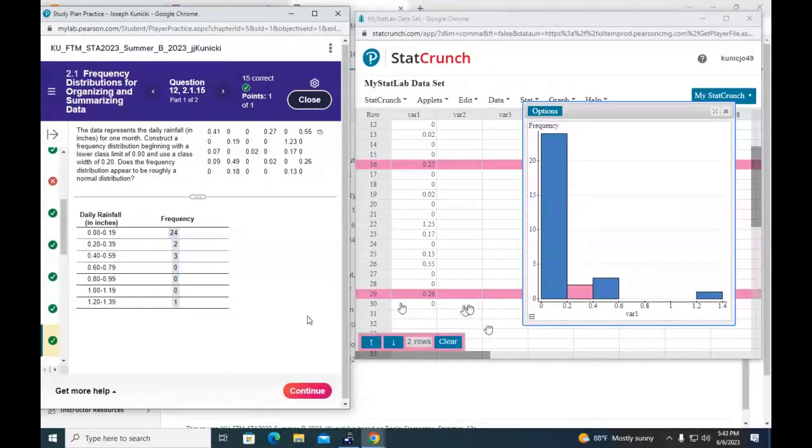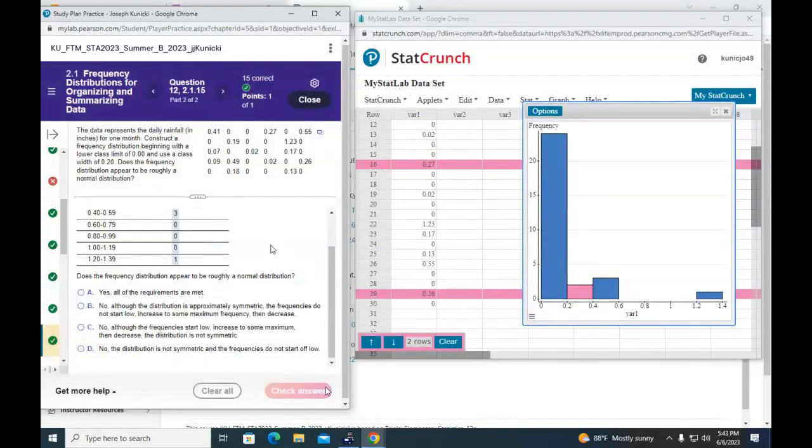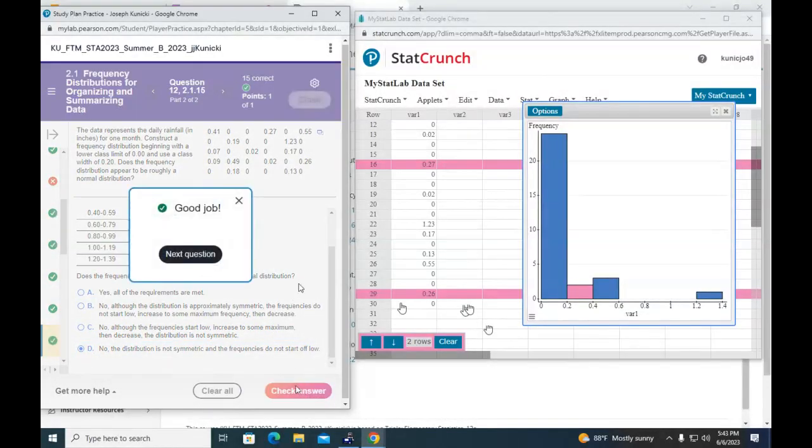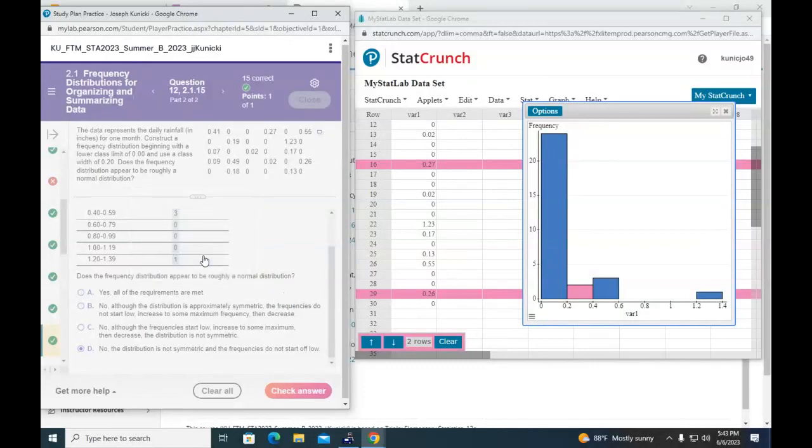Okay? And then they're going to ask us, let's see what they ask us. Is it roughly normal? Yeah. Does it look like a bell? Yeah. No, so it's going to be B, C, or D. Okay, no, because they do not start off low. That's the first thing. They got to start off low to go up. So that's the only one that makes sense. This one says, although the frequencies start low, that's not correct. No, the distribution is approximately symmetric. No, that's not correct either. So it has to be the last one. Okay.